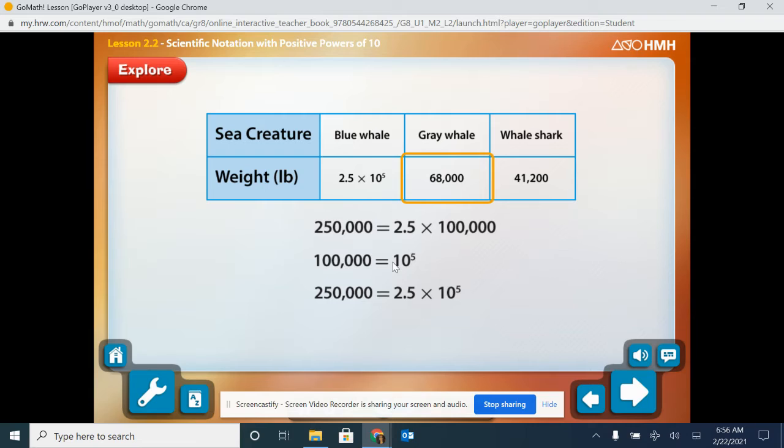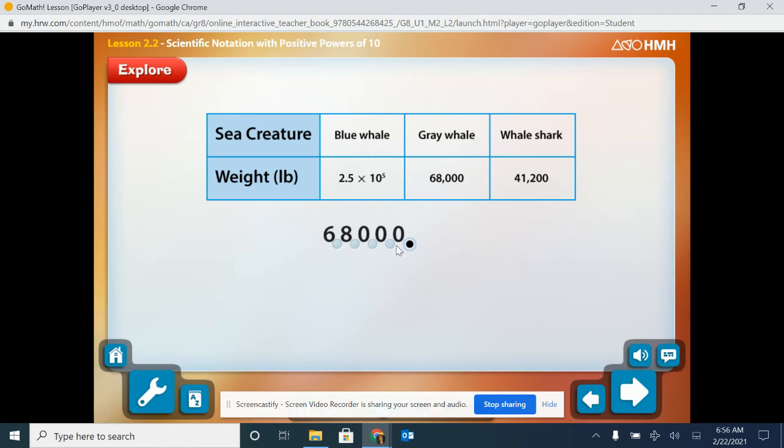Now it's your turn. How can you express 68,000 in scientific notation? Drag the decimal point to the left to find a number that is greater than or equal to 1 and less than 10.